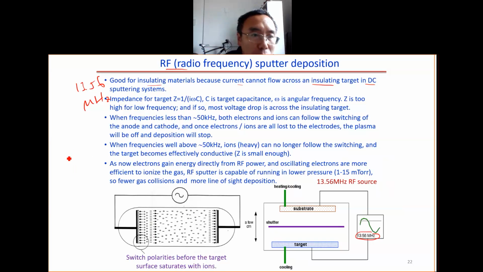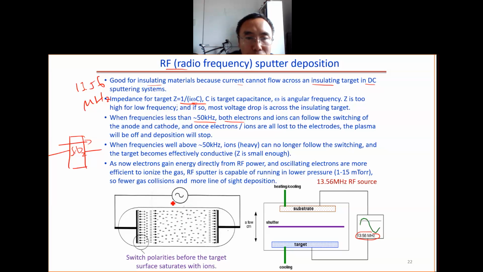We know that for the capacitance, here we have the target, for example a silicon oxide target. So then we have a kind of capacitor. The impedance is given by 1 over j omega C. So this is the impedance. A higher frequency gives you lower impedance. That means a higher frequency can pass through this insulating material easily. When the frequency is less than 50 kilohertz, both electrons and ions can follow the switching of the anode and the cathode.